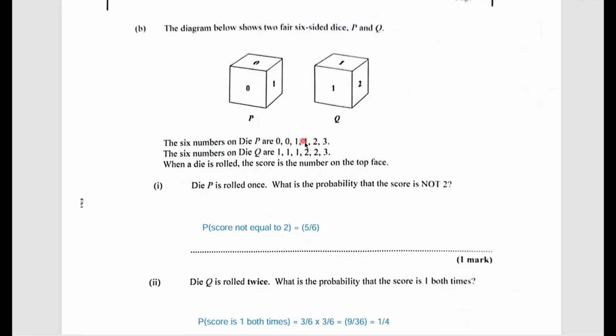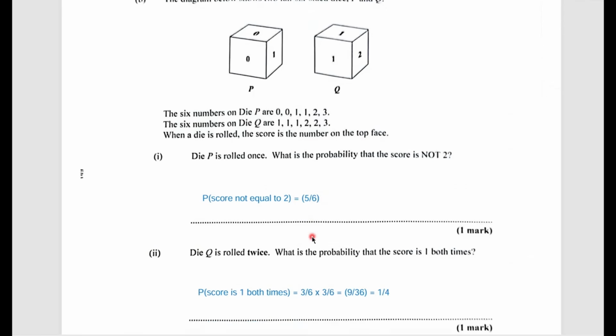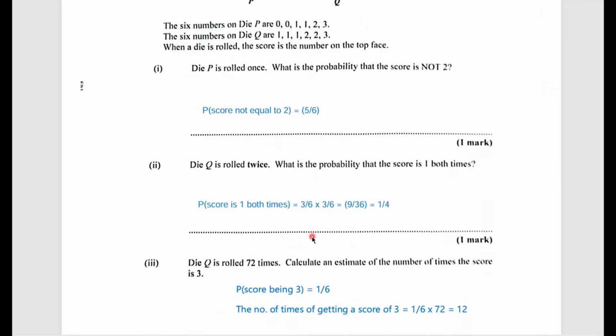With die P, if it's not 2, that means it's every other number but 2. The probability of getting a score that is not 2 is 5 out of 6, because 5 numbers out of the 6 numbers are not 2. As you know, probability is the number of chances the event could occur divided by the total possible number of outcomes. So it's 5 over 6, which cannot be reduced, so it stays as it is.